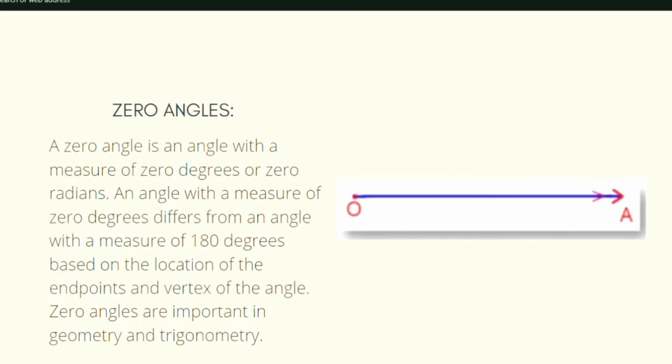Zero angles. A zero angle is the angle with a measure of 0 degrees or 0 radians. An angle with a measure of 0 degrees differs from an angle with a measure of 180 degrees based on the location of the endpoints and vertex of the angle. Zero angles are important in geometry and trigonometry.